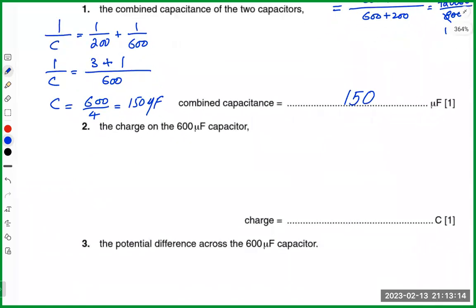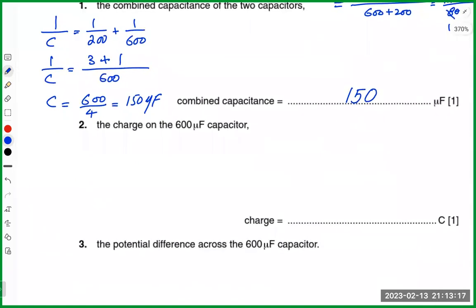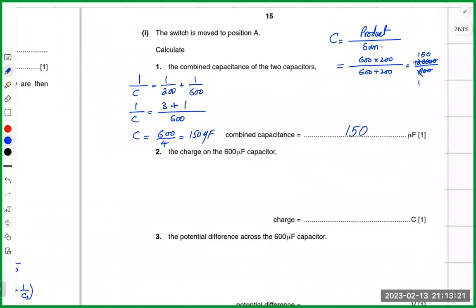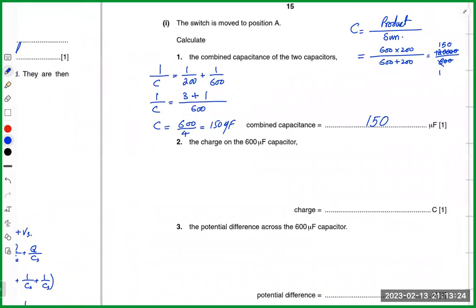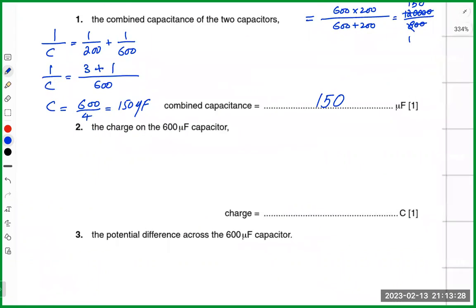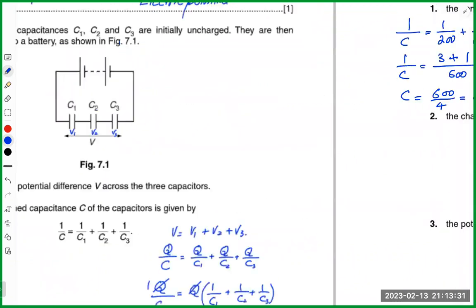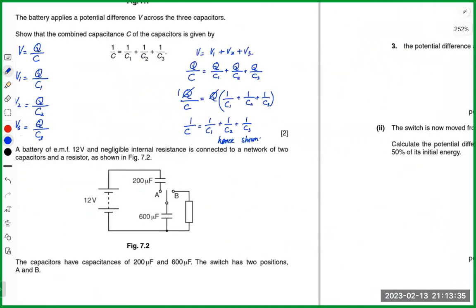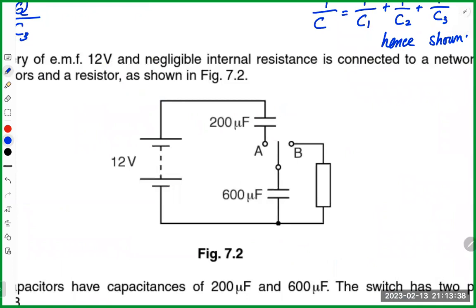The charge on the plate on the 600 microfarad capacitor. What is the charge stored? Now, it is a trick question. You know why? Because when capacitors are in series like this, the charge stored on this one and the charge stored on this one has to be the same, and that has to be the same charge that comes out of the battery.